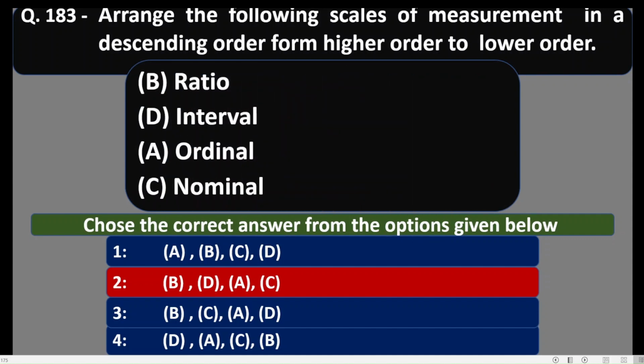Ratio is the highest scale. Interval is second higher level. Third ordinal and last nominal in descending order.